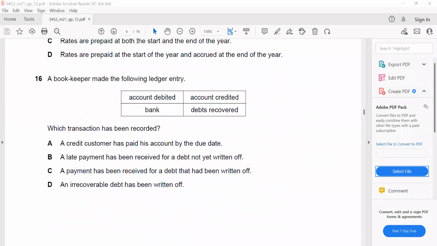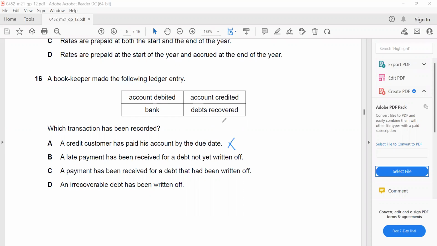Okay, question 16. A bookkeeper made the following ledger entry. Account debited, bank, and credited, debt recovered. Which transaction has been recorded? A. A credit customer pays his account by the due date.